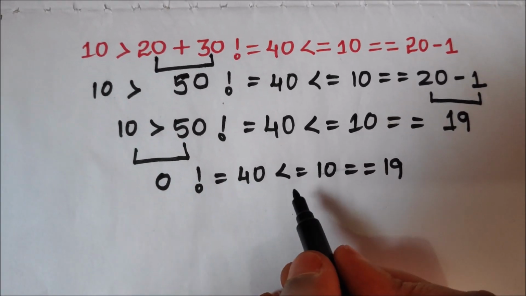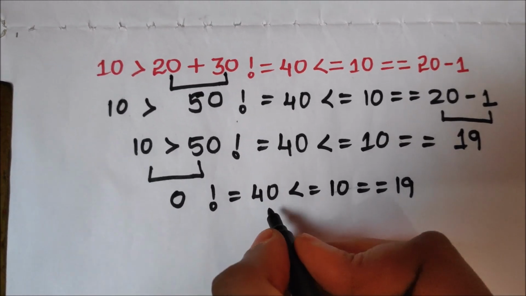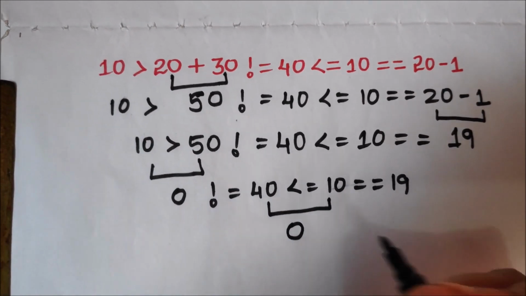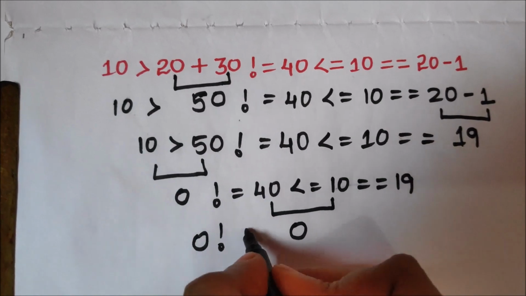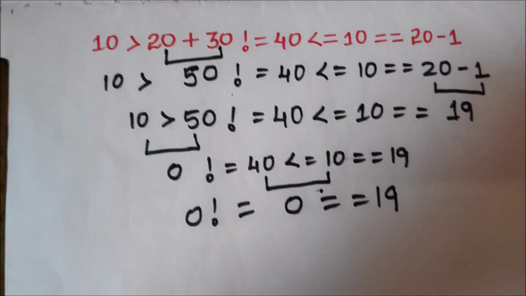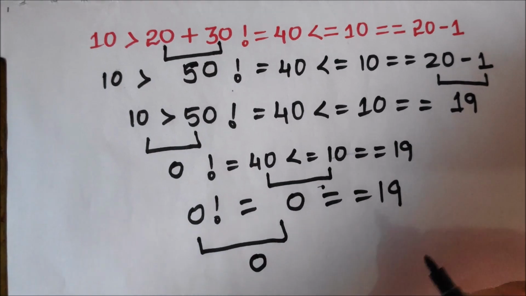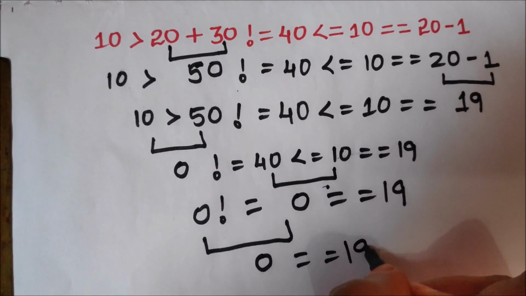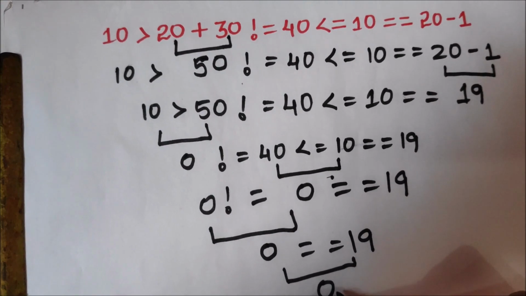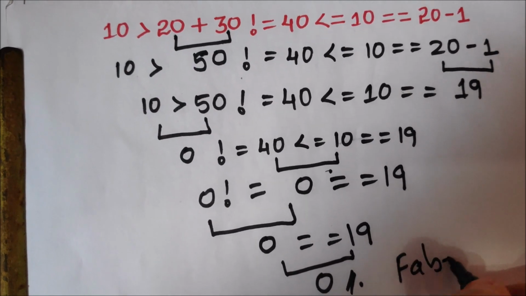Next we have not equal to, less than or equal to, and equal to. So less than or equal to has higher precedence than the other two, so evaluate it first. 40 less than or equal to 10, it is false, so the result will be 0. Now we have 0 not equal to 0 equal to 19. Next comes 0 not equal to 0. The condition is false, so keep it as 0. Equal to 19 remains as it is. Next, 0 equal to 19? No, 0 is not equal to 19. Therefore, the answer for this complex expression is 0, which is false.